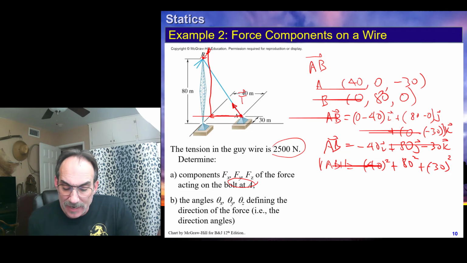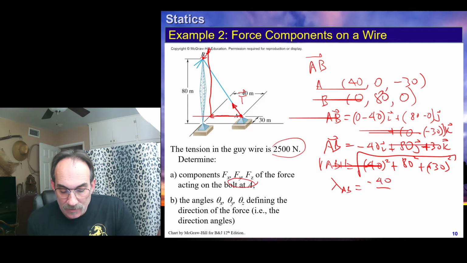Oh, this was minus. This is a plus right here. Plus 30 squared. Square root of all that, that's the magnitude. Now the unit vector from A to B is simply minus 40 over that AB dimension in the I, plus 80 over AB, whatever that is, in the J, plus 30 over AB in the K.